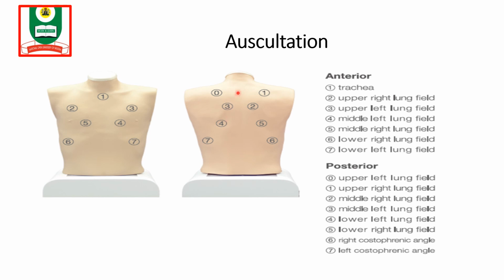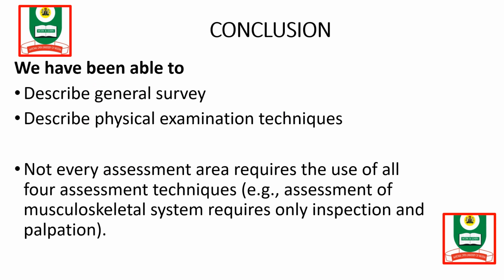This brings us to the end of our class today. We were able to discuss general survey and physical examination, and remember that not every assessment area requires the use of all these 4 techniques we have discussed today. For example, the musculoskeletal system requires only inspection and palpation. When you are examining the musculoskeletal system, remember that it's only inspection and palpation you can perform.